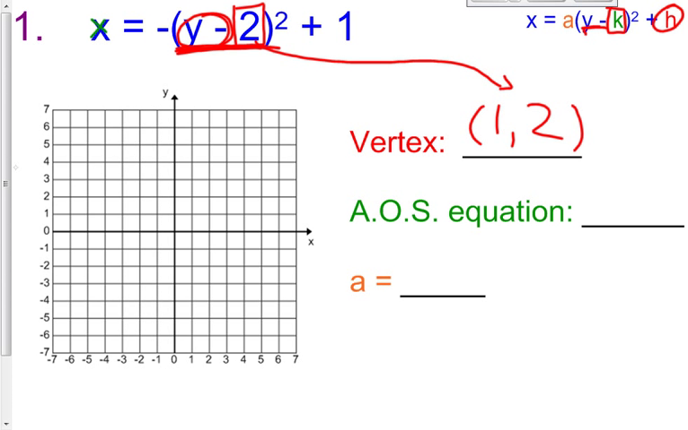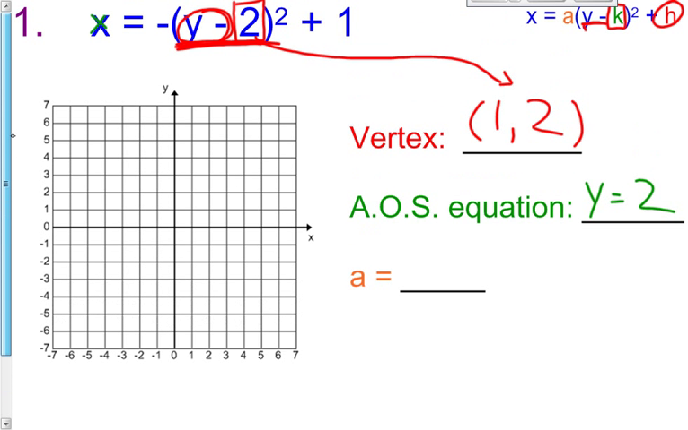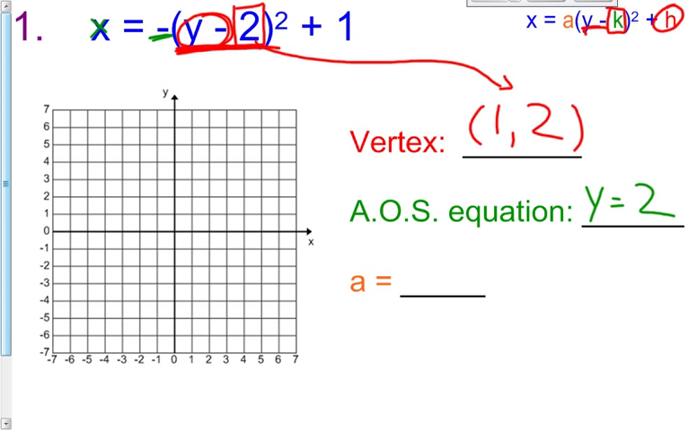Our axis of symmetry, it's going to be very tempting to just go, ha, x equals 1. And you would be incorrect. It is not x equals the x coordinate anymore. It is y equaling the y coordinate. y equals k, or in this case, y equals 2. And then our a value is a negative 1, right there.